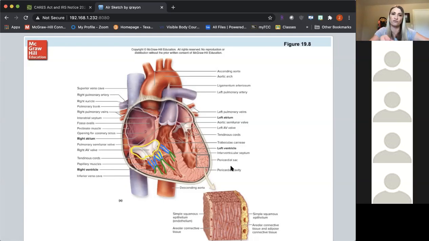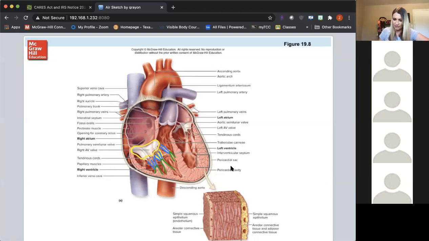Okay, so again, on this picture that you see here, the yellow outline is the valve itself. And then the blue lines that I drew on are your chordae tendineae or tendinous cords. And then the green little hill-like looking things, those are your papillary muscles, okay? I emphasize that because I do see students making a mistake with this often. So I want you to not make those mistakes, all right?